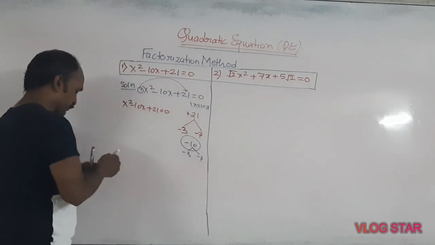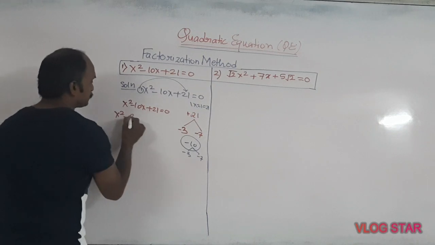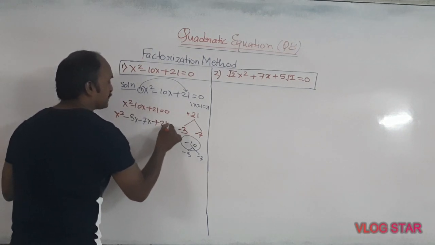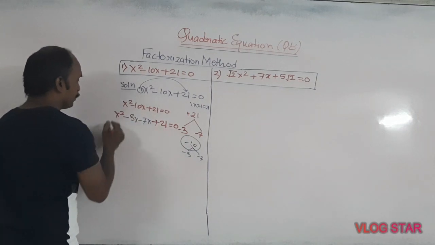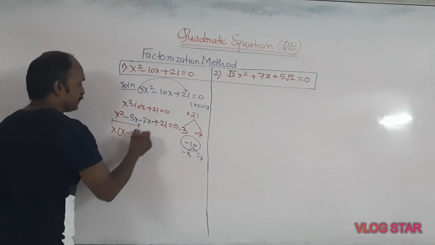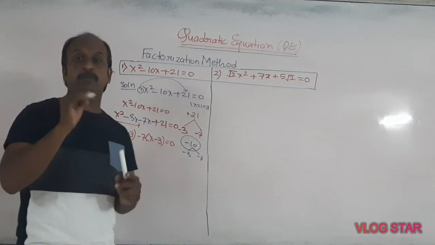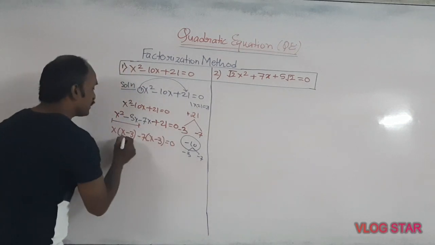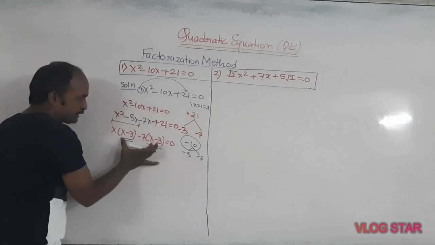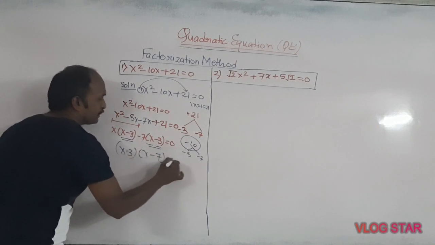So let's write down what we will get. x square minus 3x minus 7x, and then plus 21 will remain as it is, equal to 0. Now what is common in these two terms? x is common, x minus 3. Here you can take minus common, x minus 3 is equal to 0. One important point to be noted is whatever is present in the first term, the same must be present in the second also. So you can take these two common. If you take x minus 3 common, you are left with x minus 7 is equal to 0.